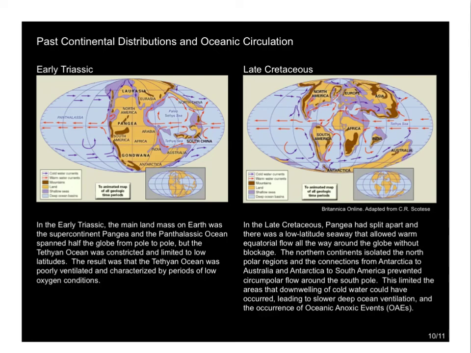The narrow ocean basins of the Atlantic through here, and the Tethys through here, and the slow thermohaline circulation caused by a lack of high-latitude downwelling may have contributed to the oceanic anoxic events, the OAE events, that are characteristic of the Cretaceous. These are two examples of how different continental configurations may have affected oceanic circulation and correspond to different kinds of global climate conditions.